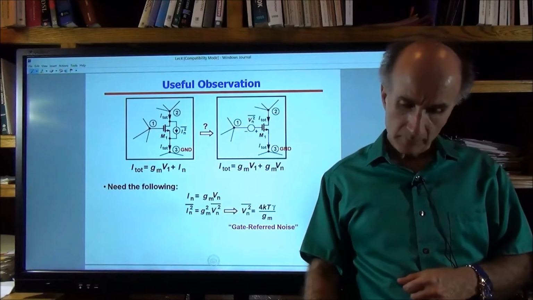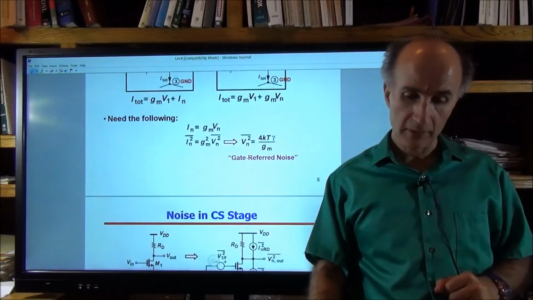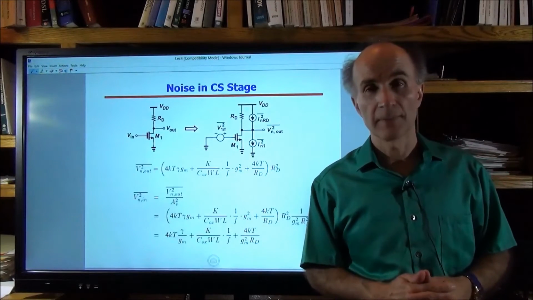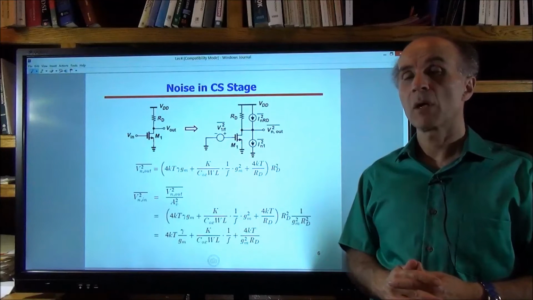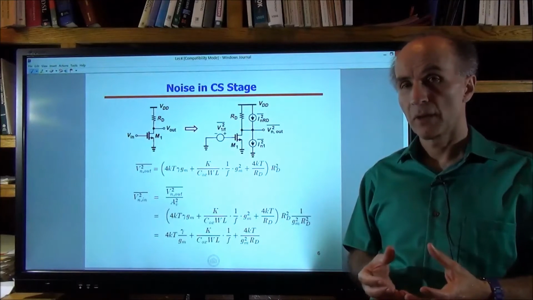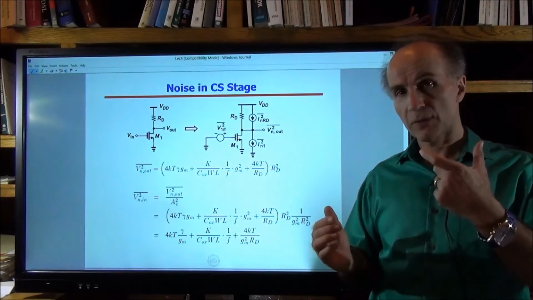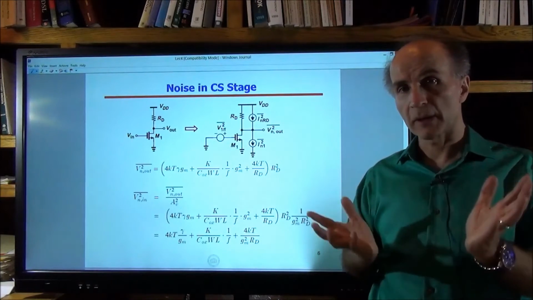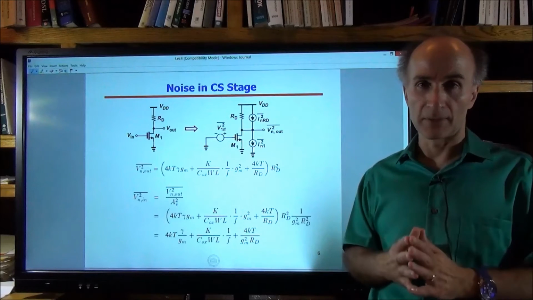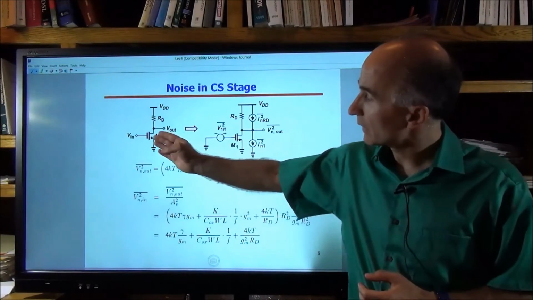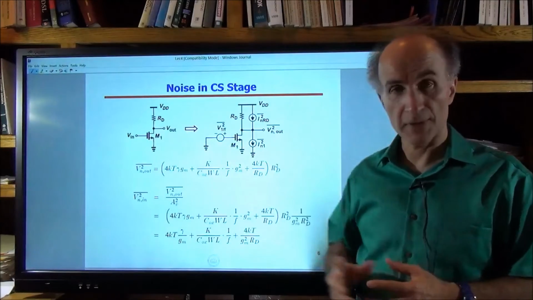Okay, so now that we have that clarified, we can go ahead and analyze noise in different stages. Now, whether we want to model the noise of a transistor by a current source between drain and source or by a voltage source in the gate depends on the circuit. Sometimes one is easier than the other. Let's look at a common source stage. Here's a transistor with a load resistor.